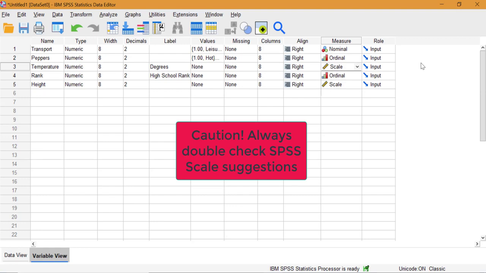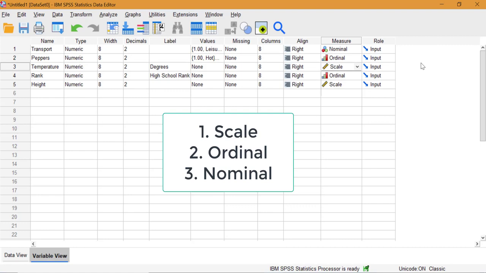You shouldn't rely on SPSS to select the correct level of measurement. SPSS can suggest an appropriate scale, but it doesn't know how the data was collected or what your intent was. The three levels of measurement should be considered as a hierarchy. Nominal is the lowest level, ordinal is the middle level, and scale is the highest level. This hierarchy, low, middle, and high, refers to the amount of analyzable information contained in the data.